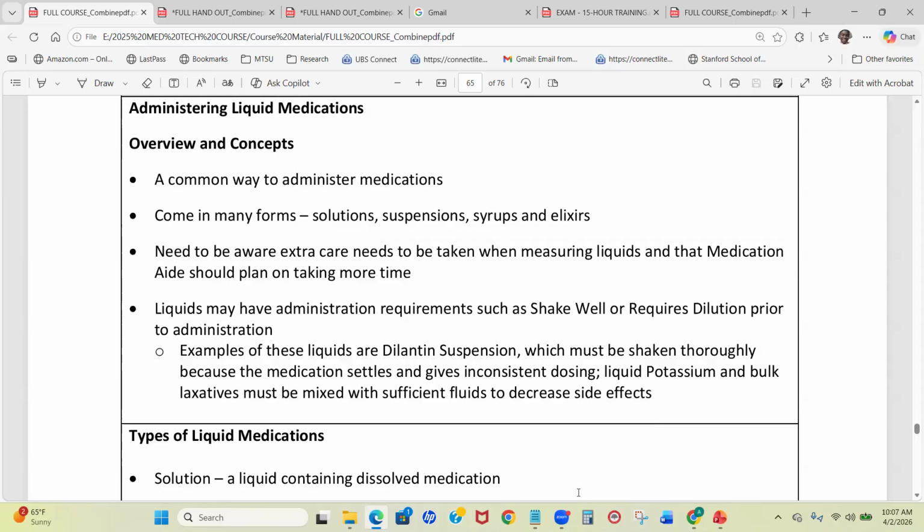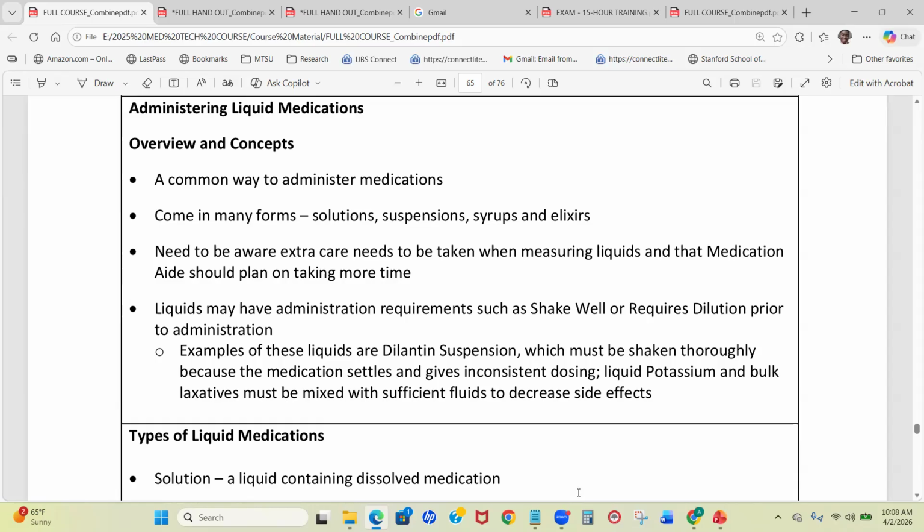Let's look at liquid medications. A common way to administer liquid medications, we see them in the suspension solutions, syrups, elixirs. You need to be aware when giving or measuring these liquids. Always understand, some of them will tell you specifically, shake well. Some of them require you to dilute prior to administering it.